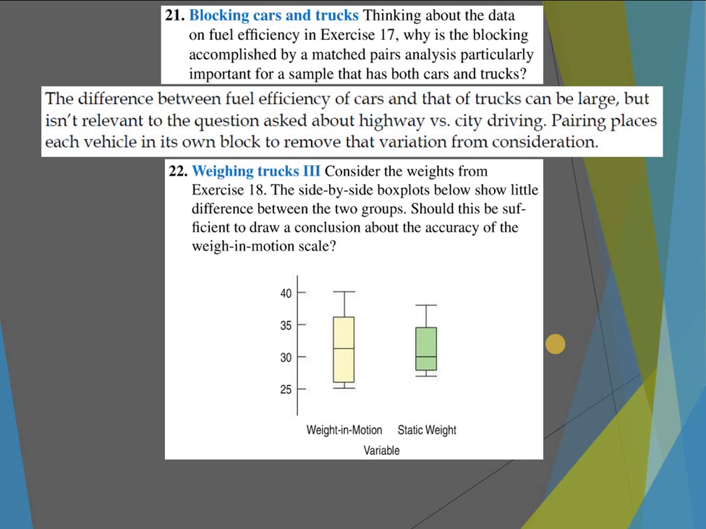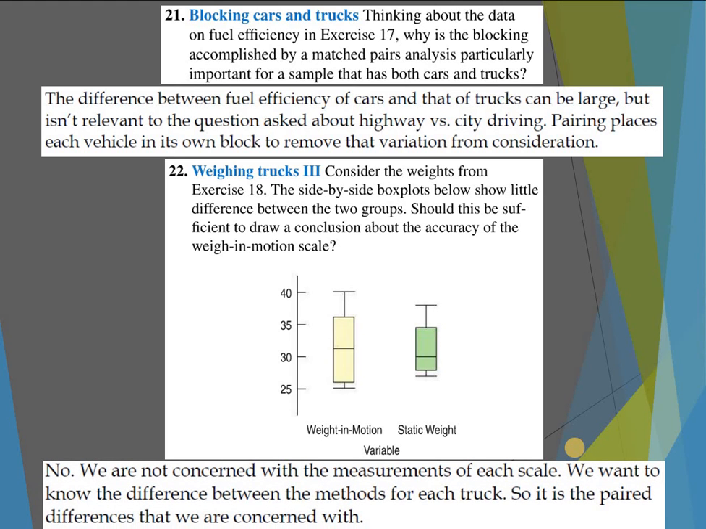So I would say the variability of static weight is less than. I would say the median weight in motion is what compared to the static weight? Greater. I would say the maximum weight in motion is greater than the static weight. I would say the minimum weight in motion is less than. I'm trying to get you guys to use comparative language.